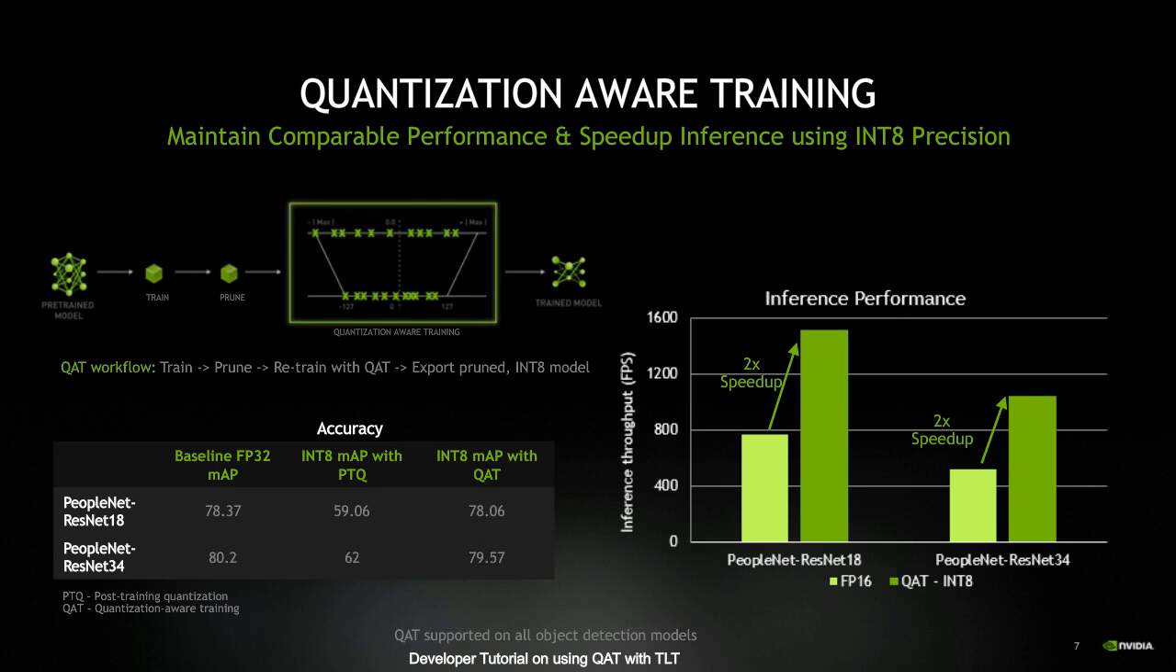To give you an example, the PeopleNet model is trained on a dataset which makes it difficult to accurately quantize post-training. In the table, you can see that when we quantize post-training, we are losing about 20% in terms of accuracy. But when you use QAT, the accuracy loss is within 1%. The key takeaway is that quantization-aware training helps you train DNNs for lower precision Int8 deployment without compromising on accuracy. We have a developer tutorial that shows how to train using QAT with Transfer Learning Toolkit.